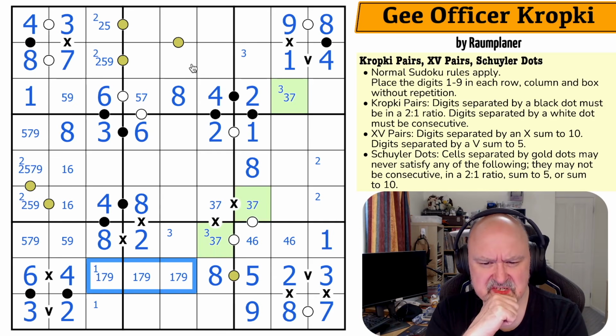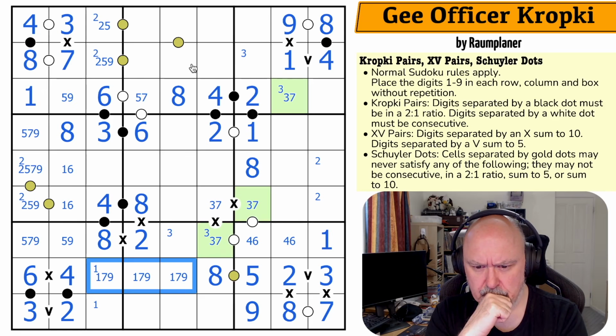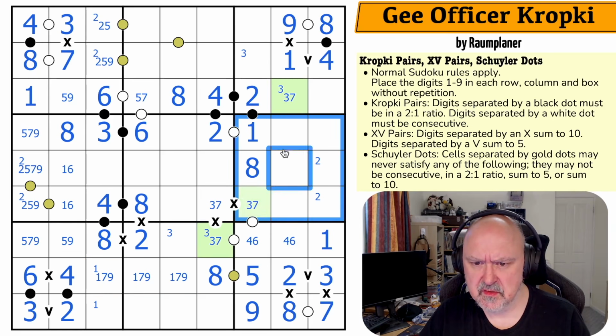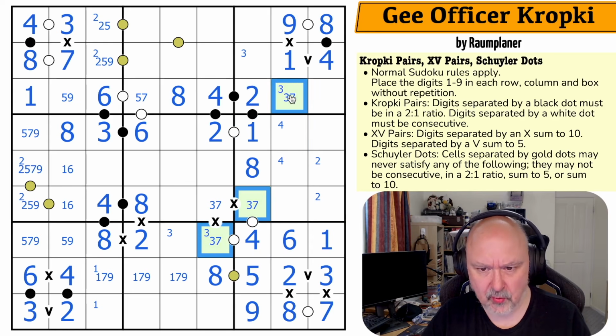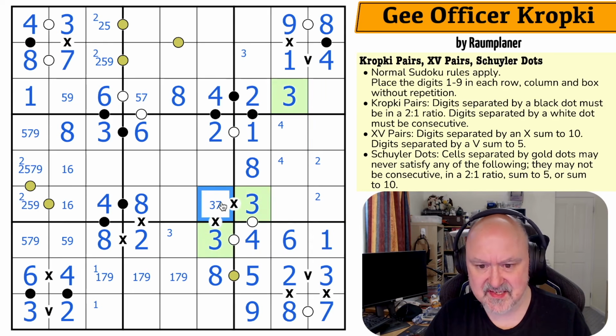I think I'm still missing a trick with these dots. Four in this box. Can't go in any of those, can't go in any of those. So 4 is in one of those two, meaning that's 6 and that's 4, which means these are all 3 and that's a 7. That's not the 3. That is cool.